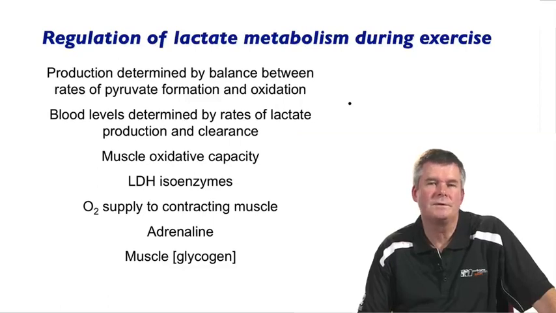The supply of oxygen to the contracting muscles has been shown to influence the production of lactate, and there's been much debate about whether that's a direct effect of hypoxia within the muscle or whether there are other changes accompanying low oxygen, such as an increase in adrenaline, which will increase glycogen breakdown and lactate. As I said, adrenaline will stimulate glycogen breakdown, increase the rate of pyruvate production, and therefore increase lactate production. And similarly, if you have higher levels of muscle glycogen, because that results in greater muscle glycogen breakdown, you also see increases in lactate.